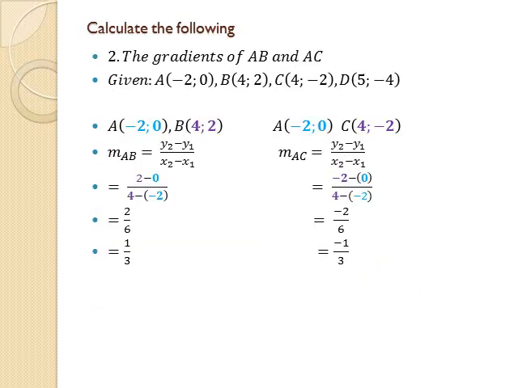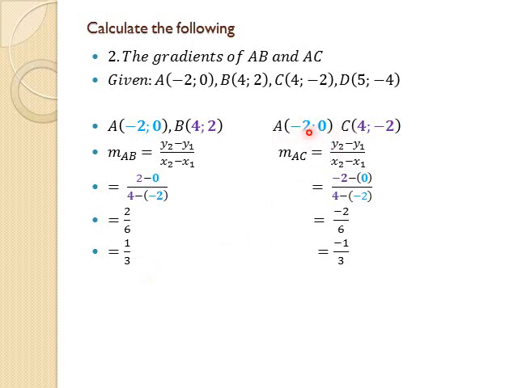Right, let's look at the next. Calculate the following. In the first lesson we did gradients. So gradients of AB and AC, given A (-2, 0), B (4, 2), C (4, -2), D (5, -4). If A is (-2, 0) and B is (4, 2), the gradient of AB equals y2 minus y1 over x2 minus x1. My y value is 2 minus 0, my x value 4 minus minus 2. That gives me 2 over 4 plus 2, which is 2 over 6, which simplifies to 1 over 3.